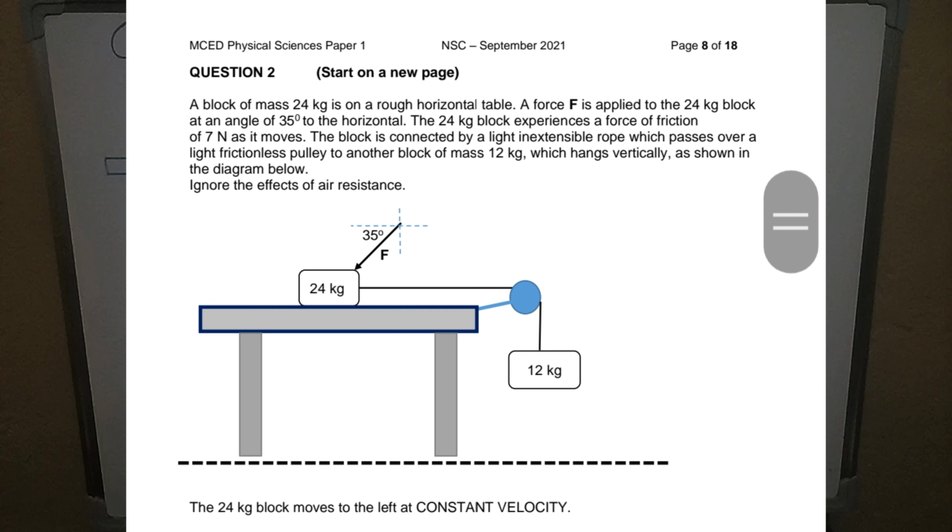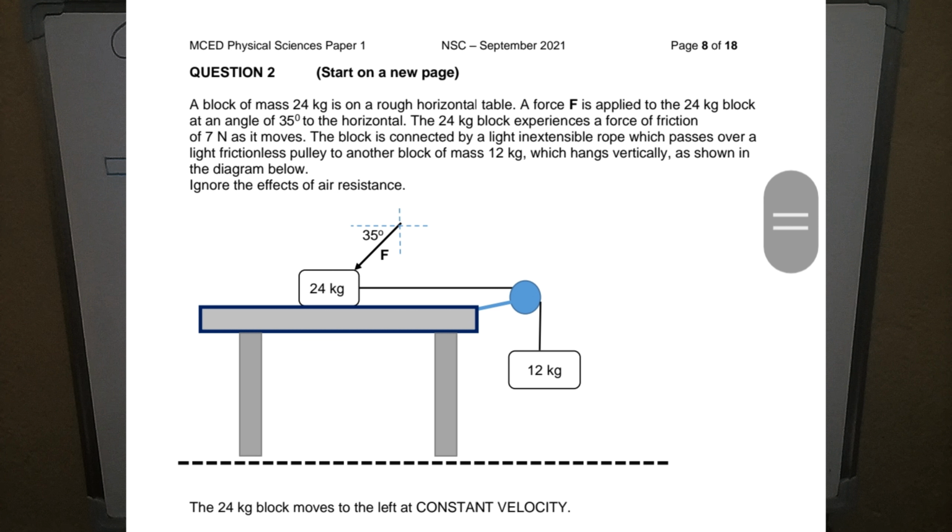A block of mass 24 kg is on a rough horizontal table. A force F is applied on the 24 kg block at an angle of 35 degrees to the horizontal. The 24 kg block experiences a force of friction of 7 newtons as it moves.